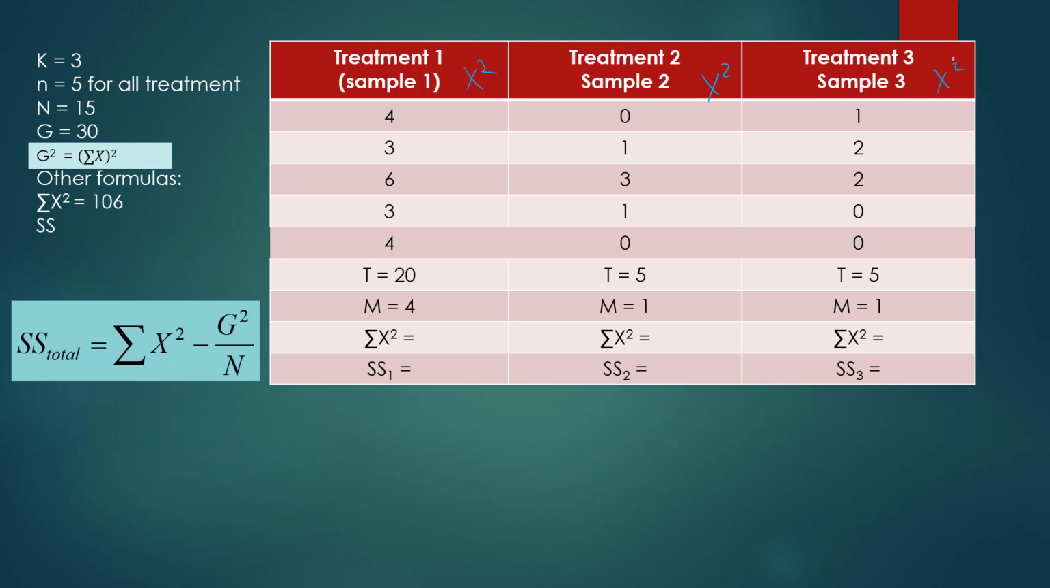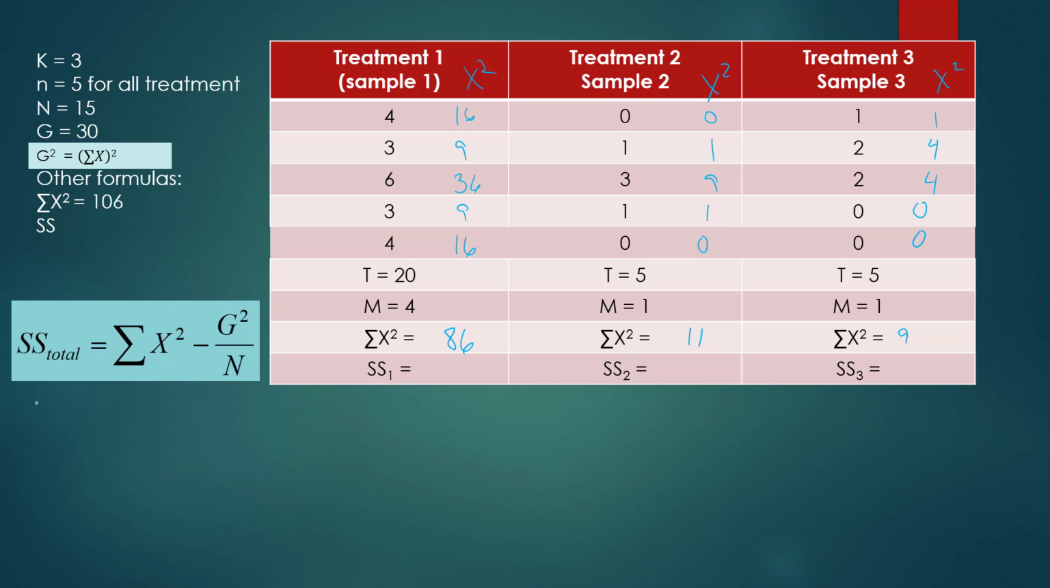We want to get X squared for each of our treatments. So 4 squared is going to be 16, 9, 36, 9, and 16. And that's going to give us a total down here of 86. And 0, 1, 9, 1, and 0. It's going to give us a total of 11. We have 1, 4, 4, 0, 0. It's going to give us a value of 9.